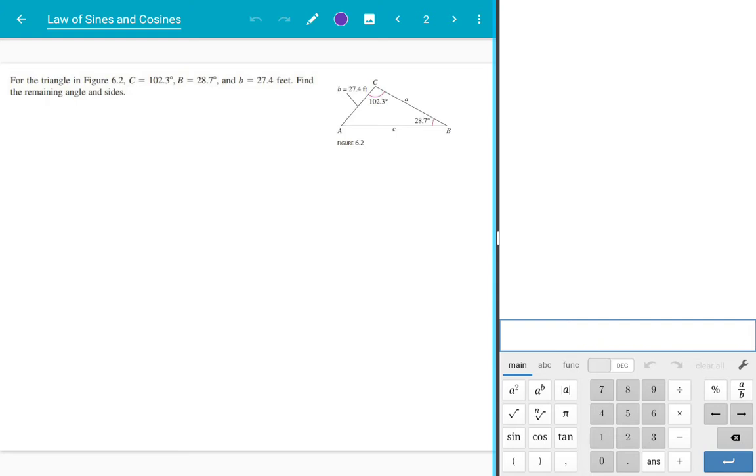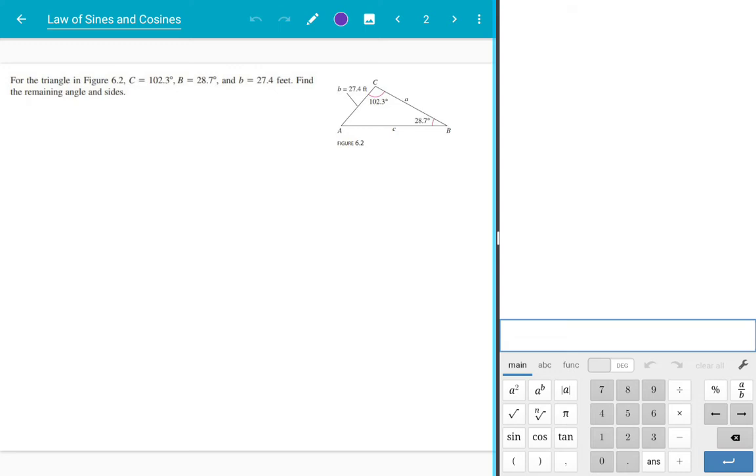Okay, so they provide us with a figure nicely enough. It says for the triangle in the figure 6.2, we were given two angles and one side. We were given angle C, angle B, and we were given lowercase b. They want to find the remaining angles and sides. Now I think the easiest approach here is to first find the third angle, because we already have two of them, right?